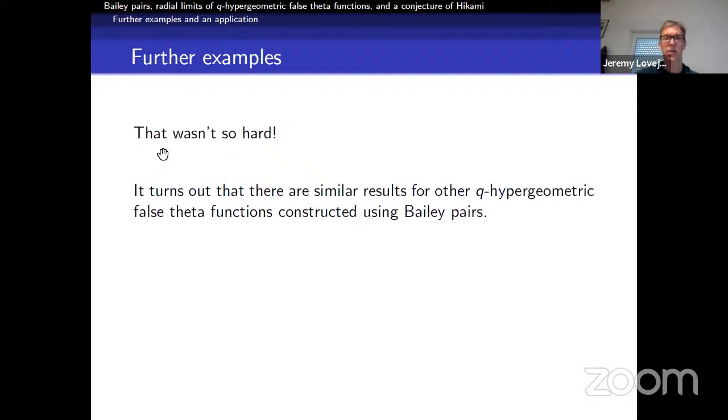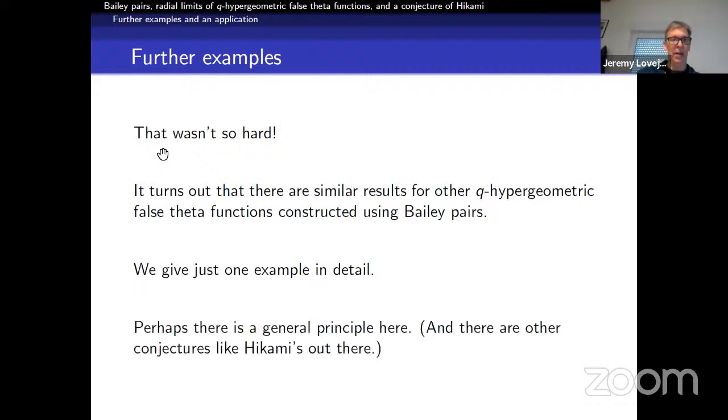Okay, and then it turns out, since that was so easy, we wanted to look at more. So it turns out there are other similar results for other q-hypergeometric false theta functions constructed using Bailey pairs. I'll give just one example in detail, and then I'll summarize some of the others. Whether there's a general principle here or not, I'll leave it to you, if you're interested, to look at.